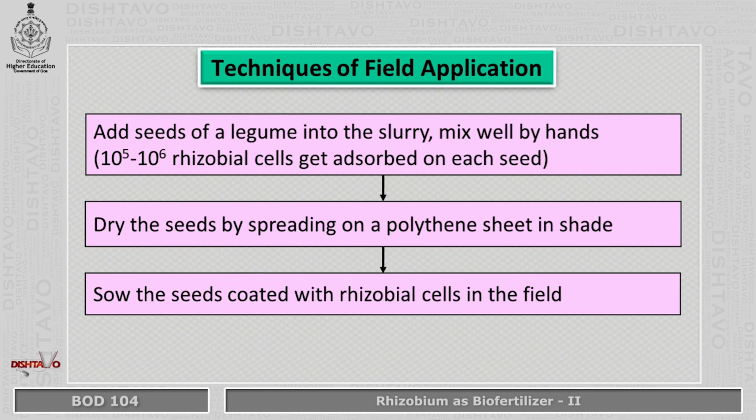We then add seeds of a legume into the slurry and mix well by hands. This results in about 10 raised to 5 to 10 raised to 6 rhizobial cells getting adsorbed on each seed. Dry the seeds by spreading on a polythene sheet in shade. Sow the seeds coated with rhizobial cells in the field.